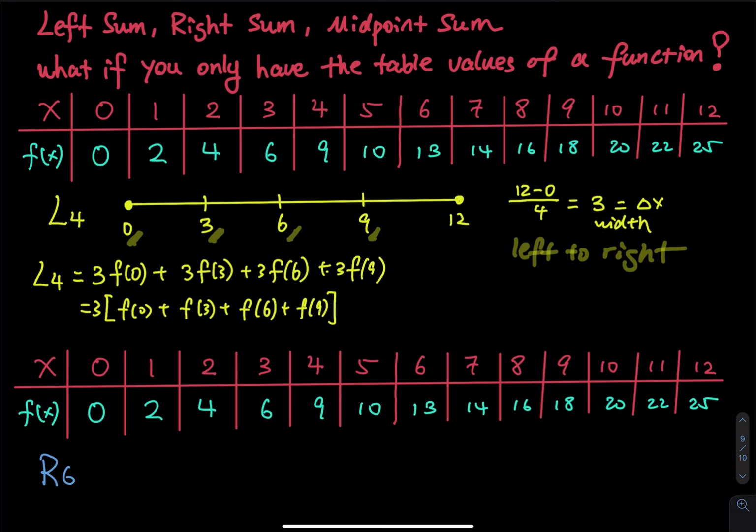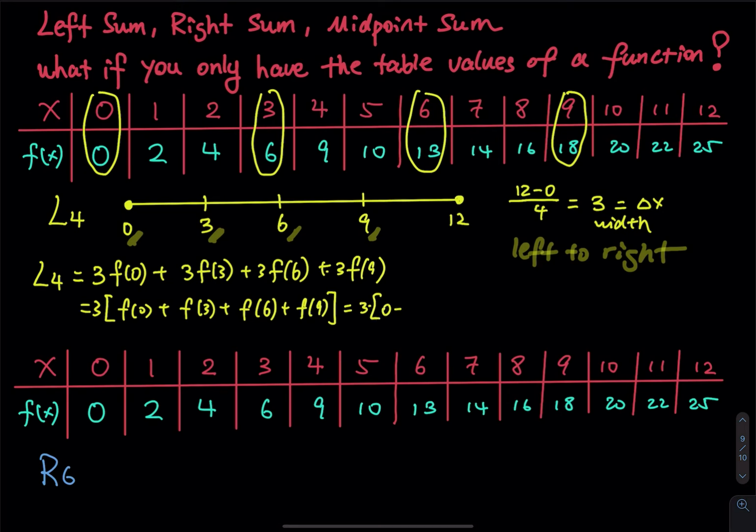So f of 0, you have this, f of 3, f of 6, and then f of 9. So basically that is equal to 3 times 0 plus 6 plus 13 plus 18. So that is equal to 111. That is the left sum using 4 subintervals.